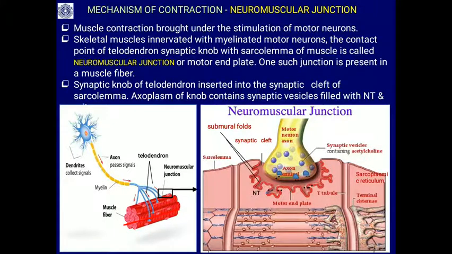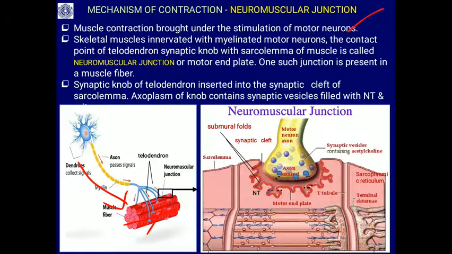You will find that each muscle fiber is getting one; you can see the connections of telodendron. So this connection makes a neuromuscular junction. Muscle contraction is brought about under the stimulation of the motor neuron. The motor neuron brings the nerve impulse, which is the stimulation, and at the synaptic end, neurotransmitter is released.